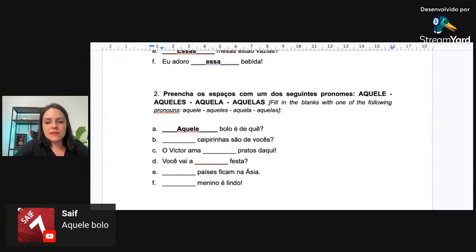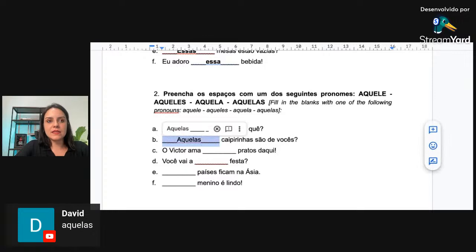Próximo exercise. Próxima pergunta. Caipirinhas são de vocês? So, what should we put here? Caipirinhas is a feminine word, and it's in its plural form. What should we put here? A feminine and a plural pronoun. Muito bom, David. Aquelas caipirinhas são de vocês? Muito bem, aquelas caipirinhas são de vocês?